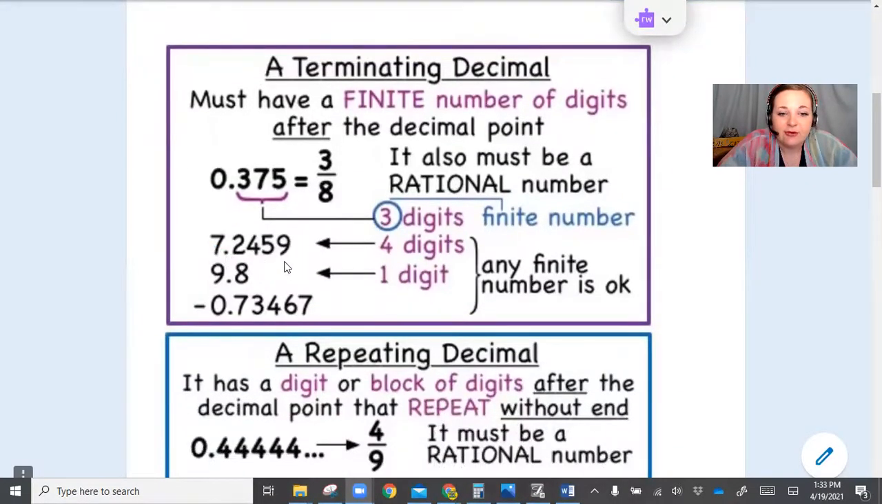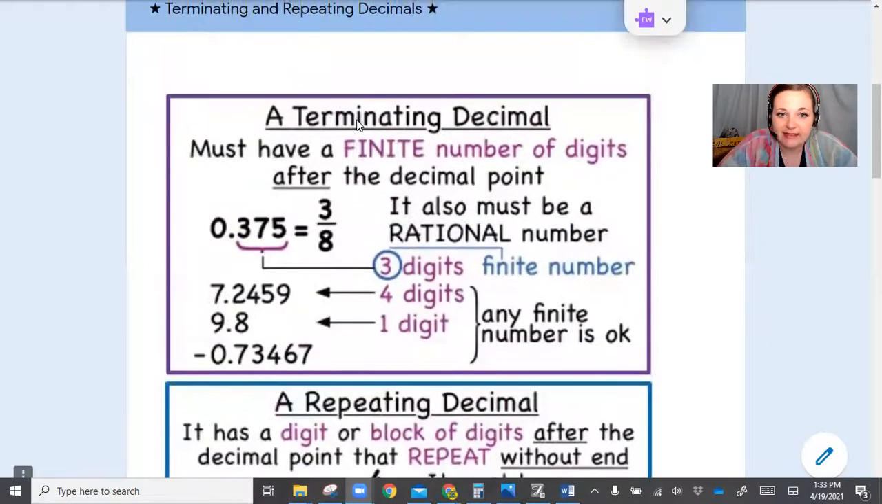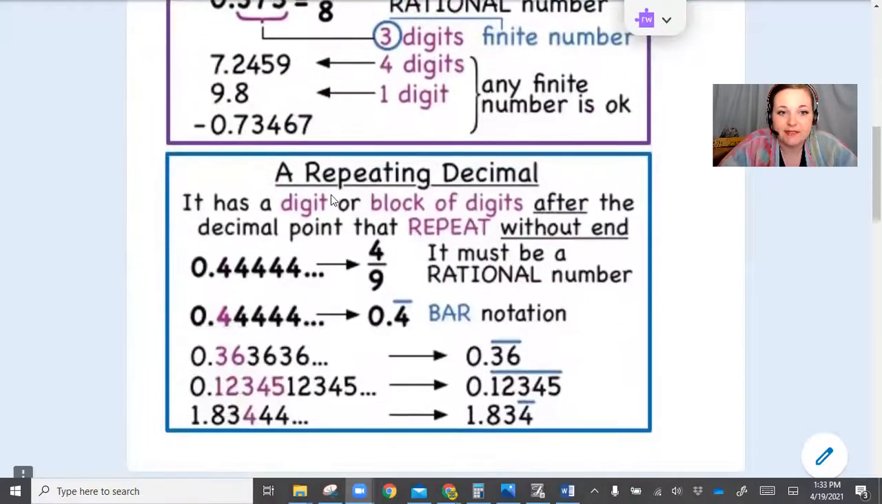Then we have 4 digits, 1 digit. And so any finite number is great, as long as that decimal stops and it doesn't go on forever. It could be any whole number, like the number 3 is a terminating decimal because it's a decimal that stops.